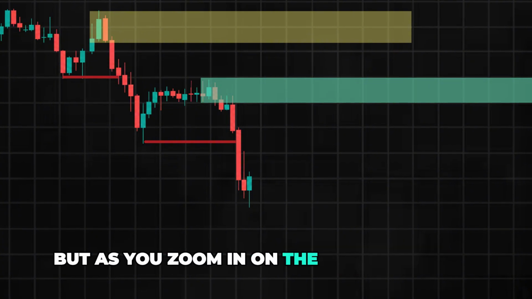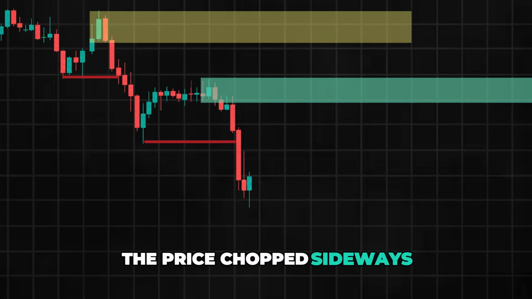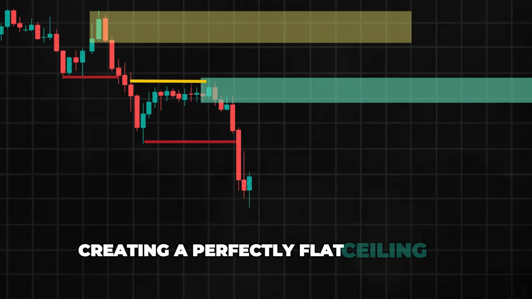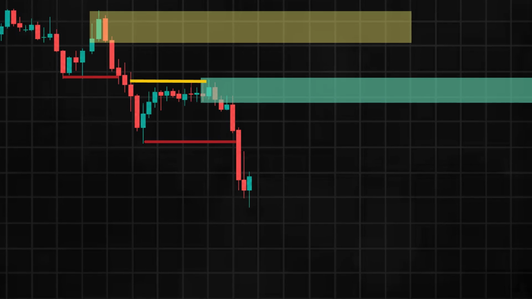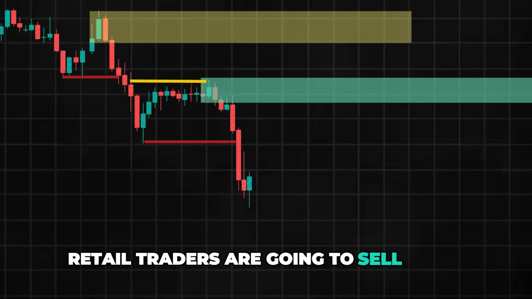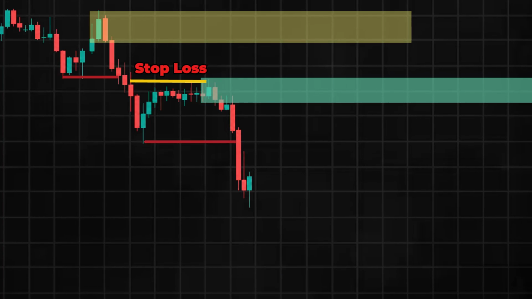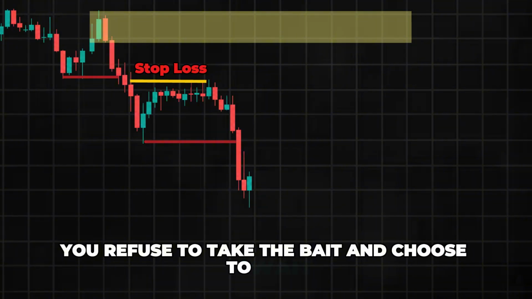But as you zoom in on the lower plateau, you see that right before it dropped, the price chopped sideways, creating a perfectly flat ceiling of equal highs. You immediately recognize the trap. Retail traders are going to sell there, hiding their stop losses just above that flat ceiling. You refuse to take the bait and choose to wait.